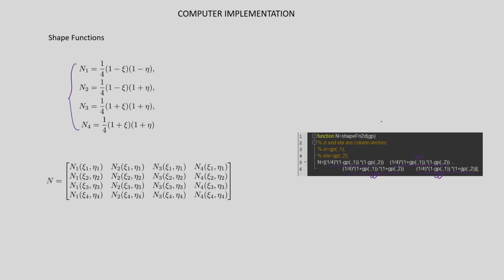Now, when we provide the Gauss points, there are 4 Gauss points. What this piece of code is going to give us is shown over here. We will find all the shape functions n1, n2, n3, n4 at the first Gauss point. The second row corresponds to all the shape function values at the second Gauss point. Similarly, the third row will give us the shape function values at the third Gauss point and so on.